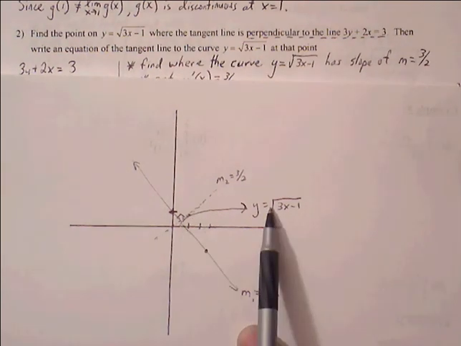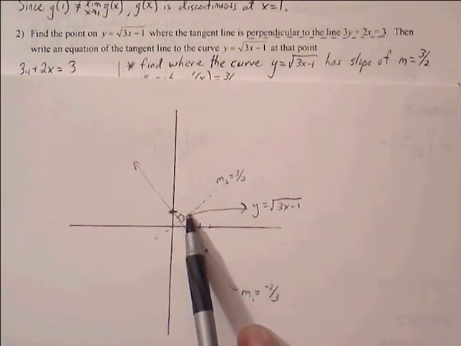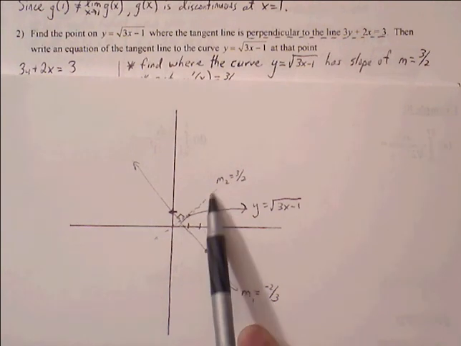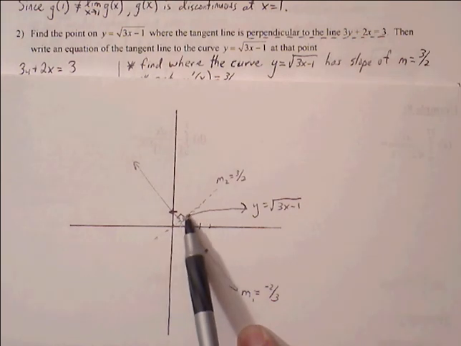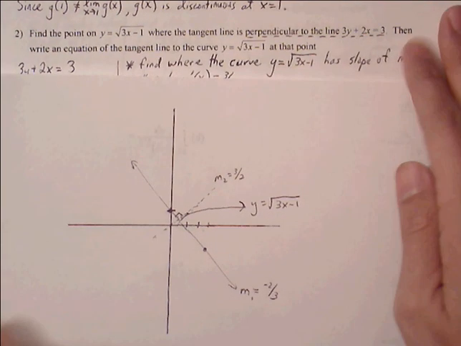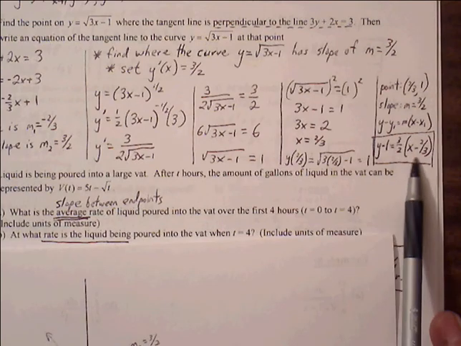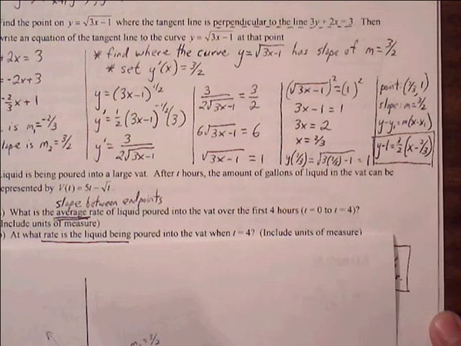So we find the derivative. We set the derivative equal to the slope that we're after, and then when we solve for x, we can locate the exact point where that tangent line is going to occur. And once we find that x value, we plug into our original function to get the y value. And then once we have our ordered pair and our slope, we end up with our tangent line equation. Again, y minus 1 is equal to 3/2 times x minus 2/3.